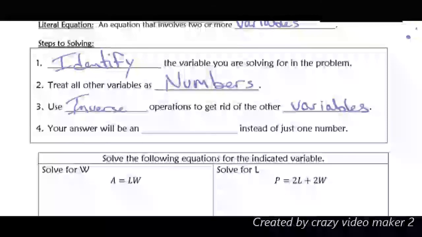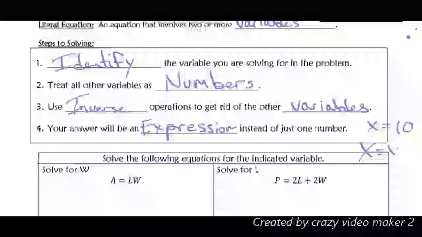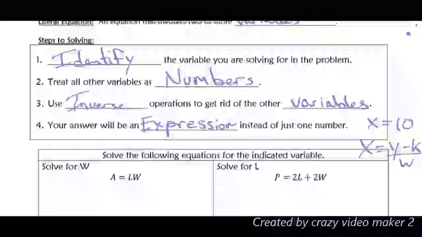And instead of getting a number, like x equals 10, we're going to get an expression as our answer. So it's going to be something like x equals y minus k divided by w. Instead of getting a number, we'll have an expression. But again, to get that expression, we're using the exact same steps as to solve a just normal multi-step equation.